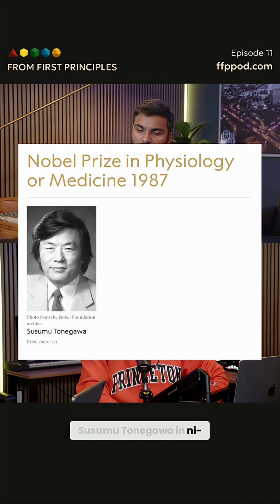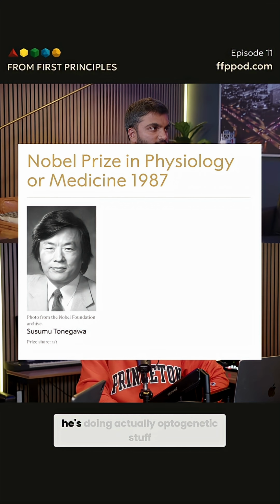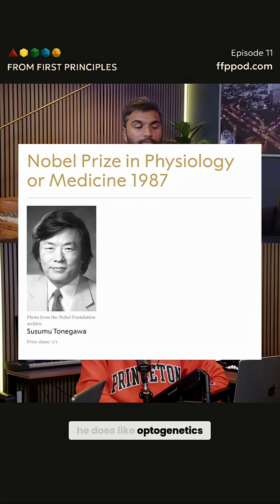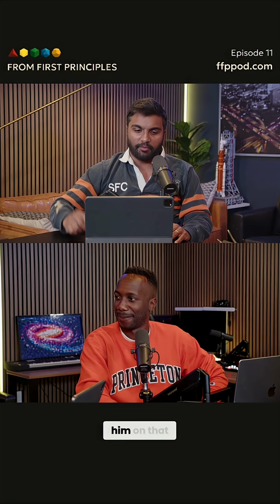This process was discovered by Susumu Tonegawa, and he won the Nobel Prize in 1987. He's now at MIT. He's doing optogenetic stuff, which is what I had slated as the prediction. He's actually chasing his second Nobel, I'm pretty sure. He does optogenetics on the hippocampus, which is the center for learning and memory in our brain. So good luck to him on that.